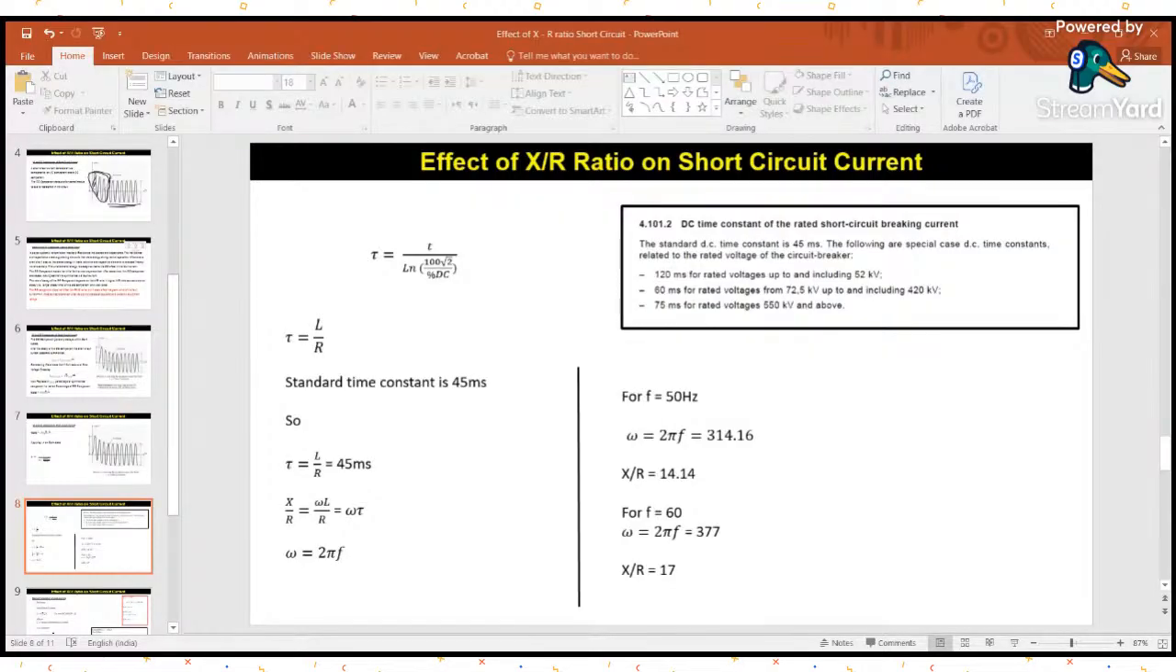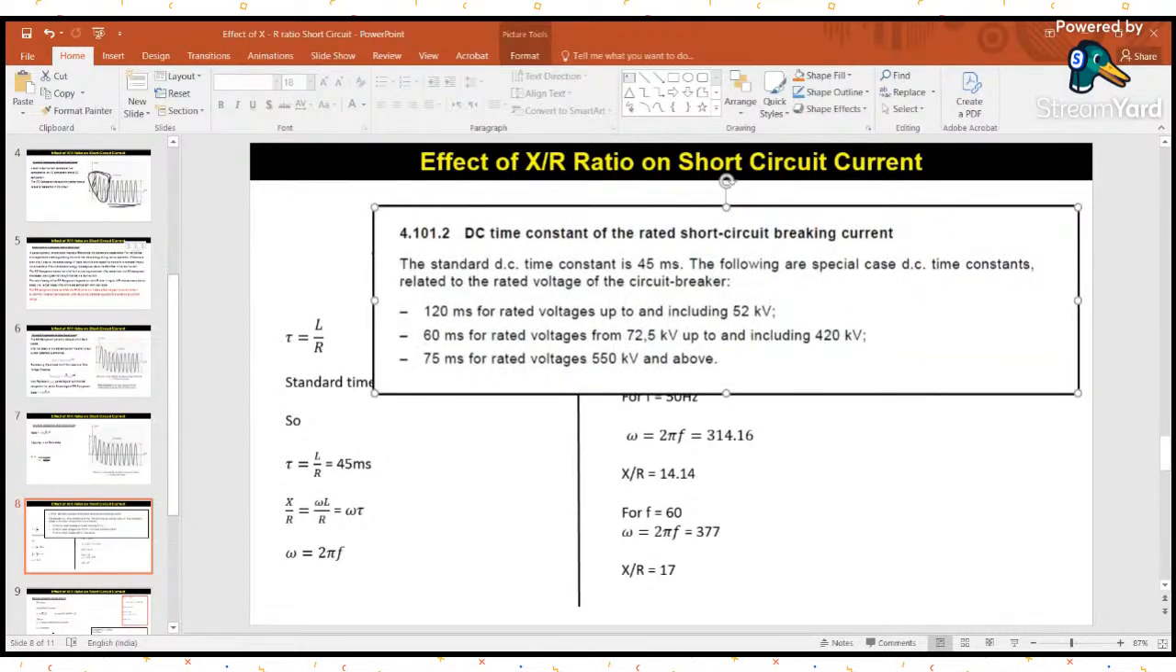The standard time constant is 45 milliseconds. I have taken the standard time constant as 45 milliseconds, as per IEC 62271-100. You can see, this is the screenshot taken from that standard. The standard DC time constant is 45 milliseconds. The following are the special case DC time constants. There are other constants also, 120 milliseconds, 60 milliseconds, 75 milliseconds, but the standard typical DC time constant is 45 milliseconds.